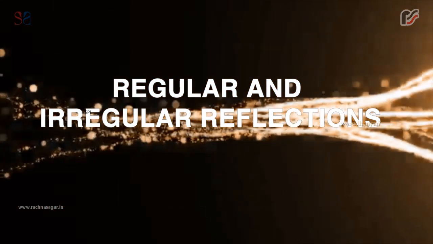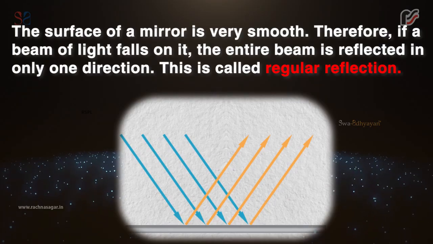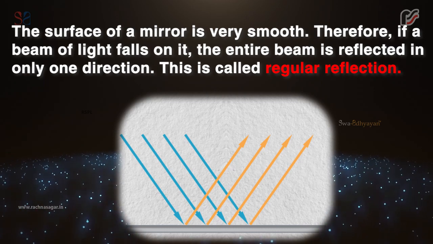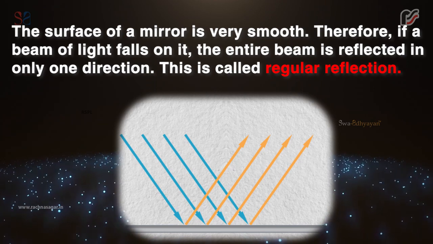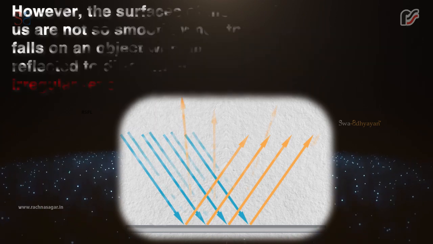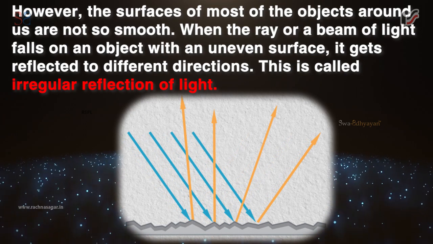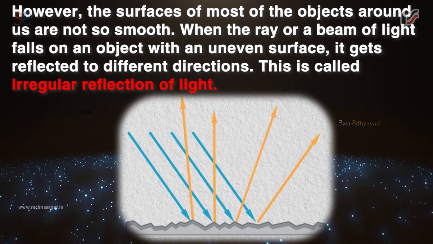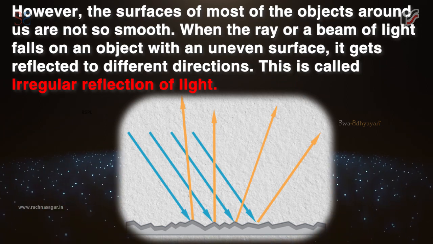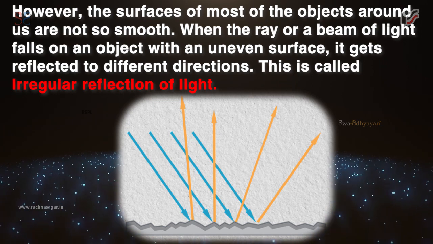Regular and irregular reflections. The surface of a mirror is very smooth. Therefore, if a beam of light falls on it, the entire beam is reflected in only one direction. This is called regular reflection. However, the surfaces of most of the objects around us are not so smooth. When the ray or beam of light falls on an object with an uneven surface, it gets reflected in different directions. This is called irregular reflection of light.